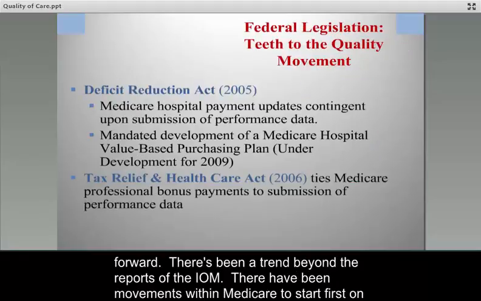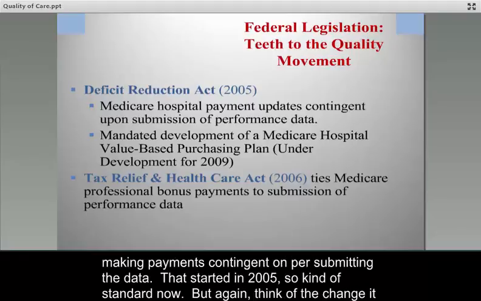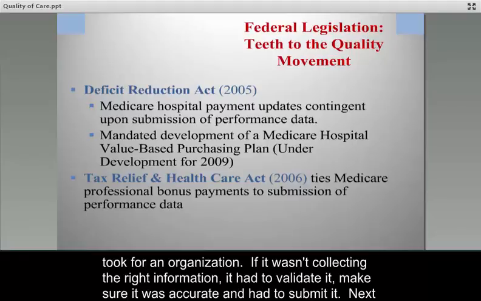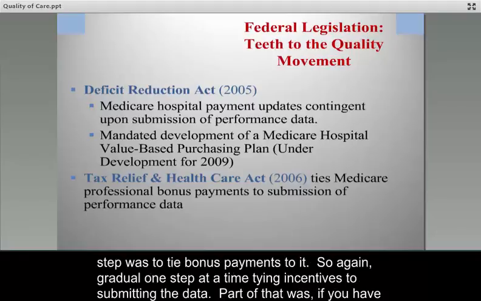There's been a trend beyond the reports of the IOM. There have been movements within Medicare to start first by making payments contingent on submitting the data. That started in 2005, kind of standard now. But again, think of the change it took for an organization. If it wasn't collecting the right information, it had to validate it, make sure it was accurate, and had to submit it. Next step was to tie bonus payments to it. So again, more gradual, one step at a time, tying incentives to submitting the data.